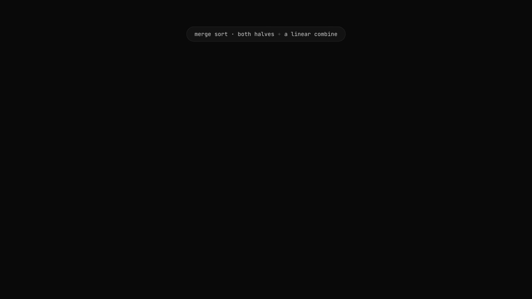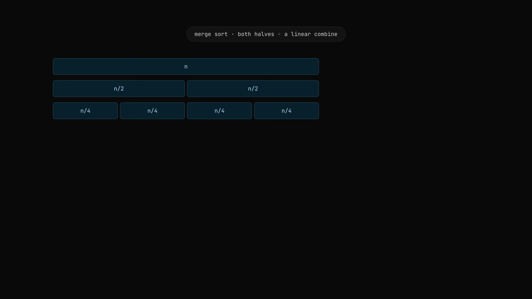Now merge sort. Both halves plus a linear combine. The tree is the full picture from last lesson. n at the root, 2 halves, 4 quarters, down to single elements. Bill it level by level. The root merges n elements, n work. The next level, 2 merges of n over 2 each. Add them up. n again.